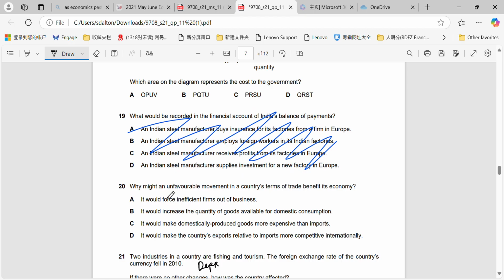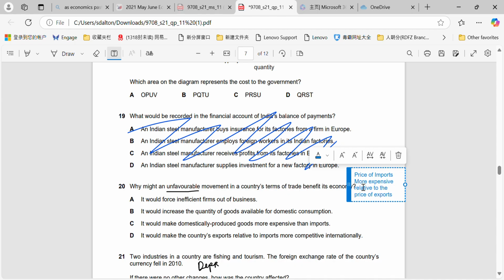Question 20. Why might an unfavourable movement in a country's terms of trade benefit its economy? Remember what an unfavourable movement in terms of trade basically means. Terms of trade is the index of export prices over the index of import prices. So it means that the prices of imports are becoming more expensive relative to the price of exports. Now, why would we be looking for that to happen?